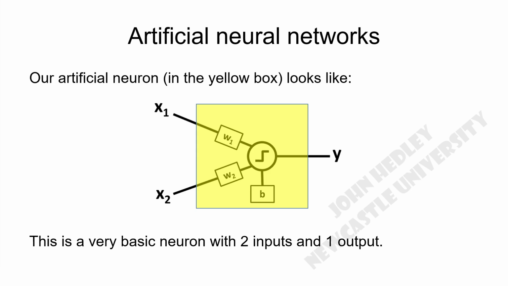Our artificial neuron, highlighted by the yellow box, tries to replicate its biological equivalent. In the case shown here, we have a very simple neuron with two inputs and one output, although note we could potentially have many more inputs and outputs. The neuron itself contains parameters labeled W and B, and in this case, is labeled with a step-shaped image at its center.